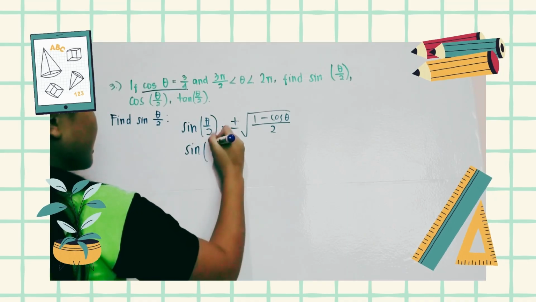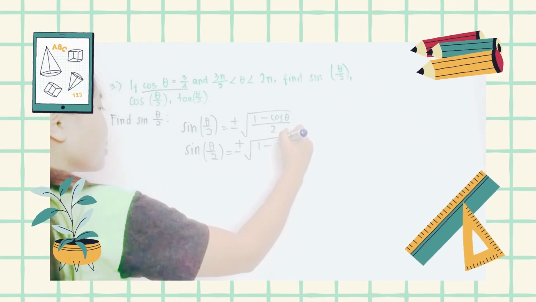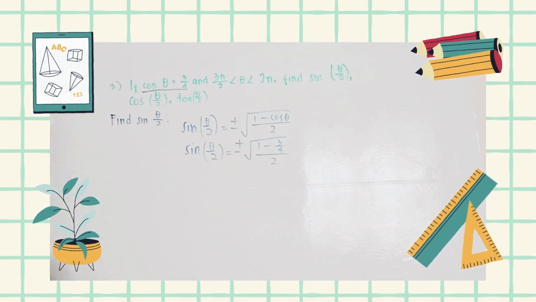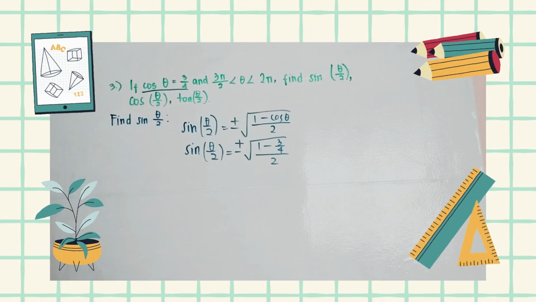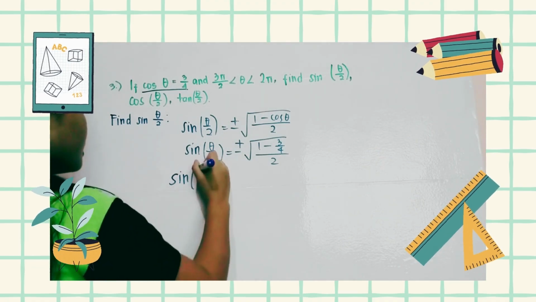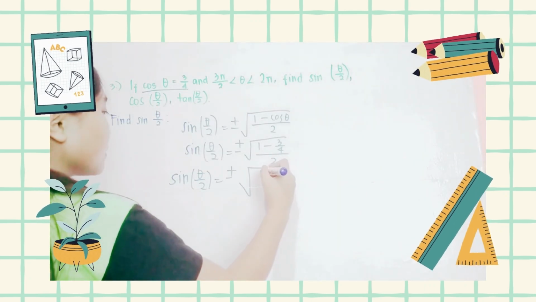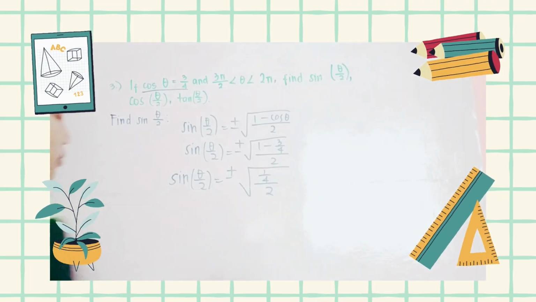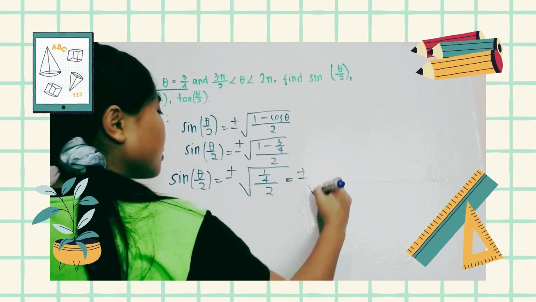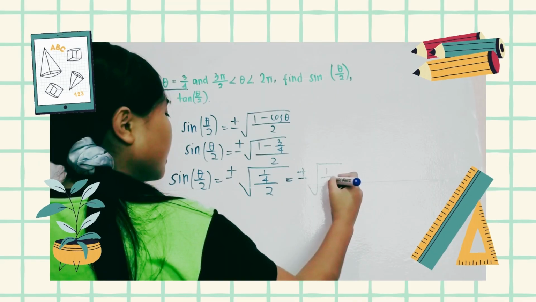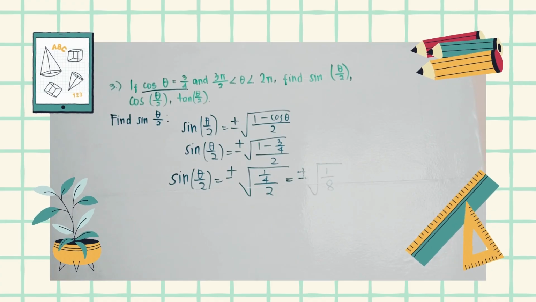So now we have sine theta over 2 equals plus minus the square root of (1 minus 3/4) over 2. Solve the numerator. 1 minus 3/4 is equal to 1/4. Let's plug that in. Sine theta over 2 is equal to plus minus the square root of 1/4 over 2, which is also equivalent to plus minus the square root of 1/8. Let us break down the square root of 1/8 first, in order to simplify our equation.